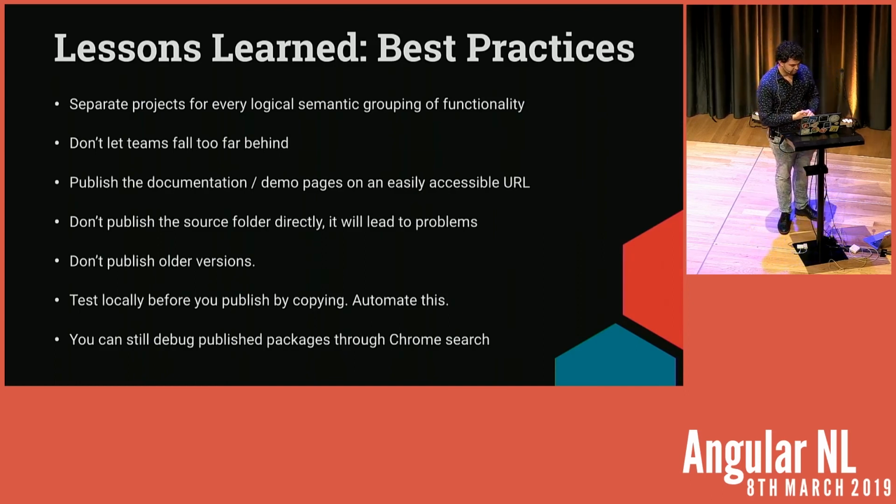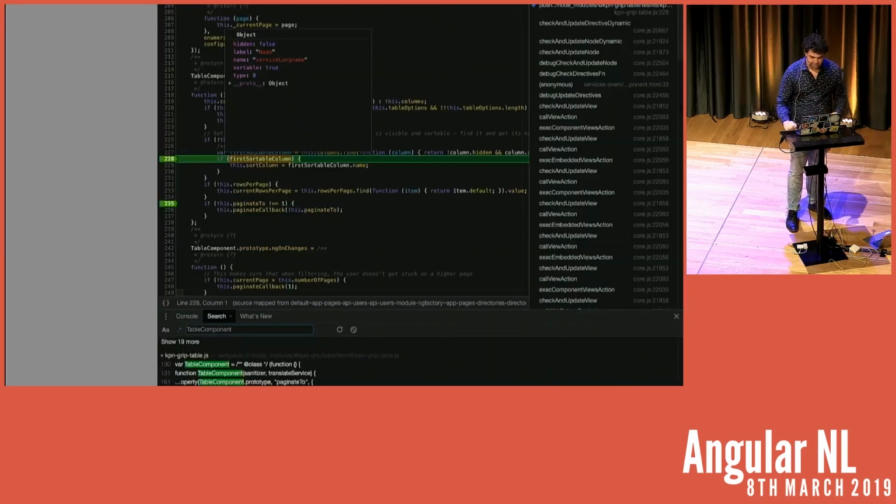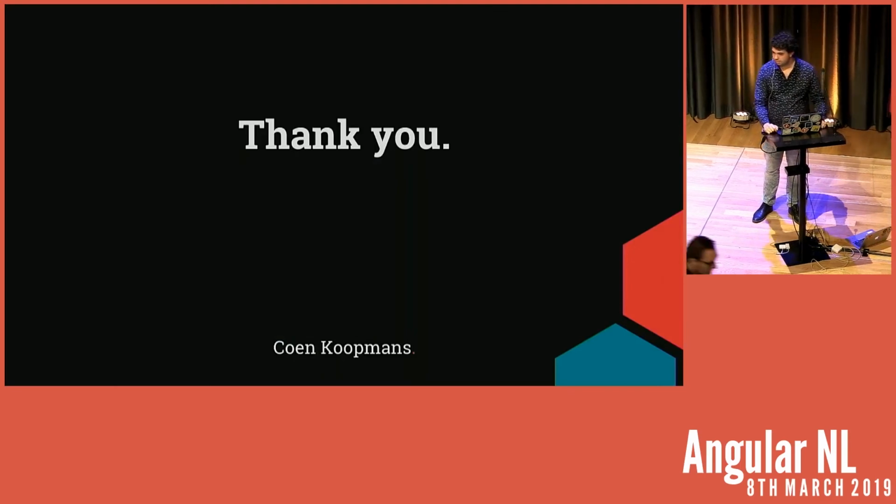The last one is you can still debug published packages through Chrome search, which is very nice. Is this maybe a little bit small? But you can see at the bottom there, if you search for table component, it can still find it inside here. You can still set breakpoints and look inside, and that will help you a lot with debugging this kind of stuff, especially for edge cases. One of the things we have is a form abstraction tool. You can imagine there are a lot of edge cases in that thing where specific bugs are very difficult to track down, and this is a major lifesaver. And really, that's all I wanted to tell you. Thank you so much.